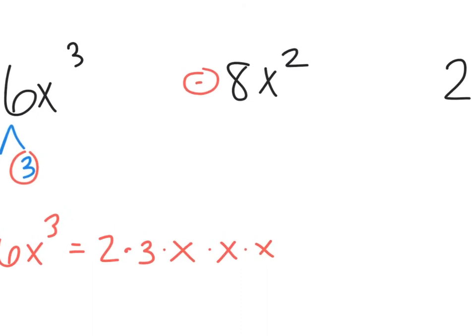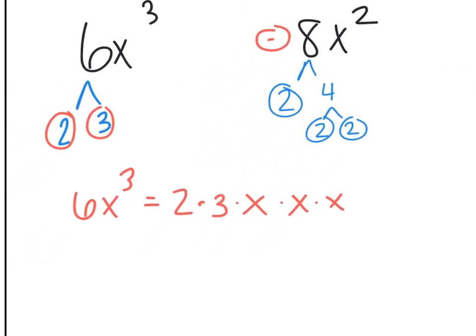Now I want to find the prime factorization of 8x squared. So I have 2 times 4, circle my 2. And then I have 2 times 2. And they're all prime. Oh, you don't have to write minus 8x squared, sorry. You just have to write 8x squared. Just remember that it's minus at the end. So I'm going to write my 8x squared as 2 times 2 times 2. And I'm going to write 2 x's this time because I'm squaring them.